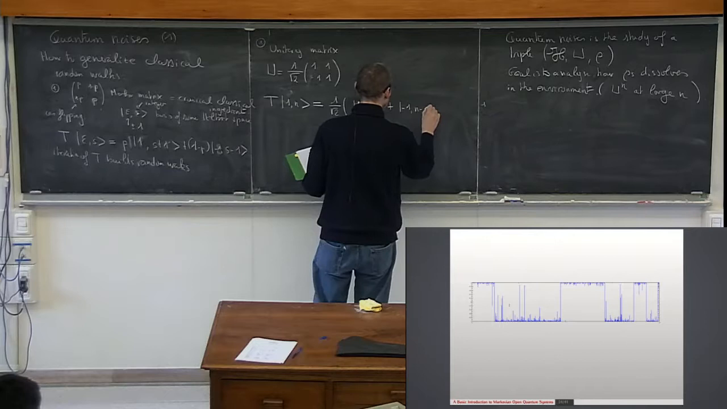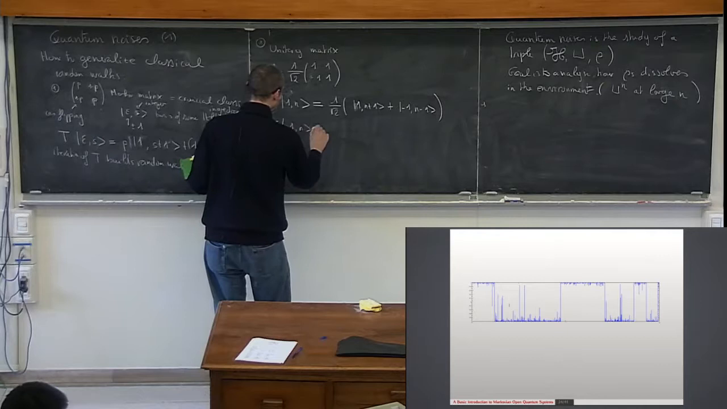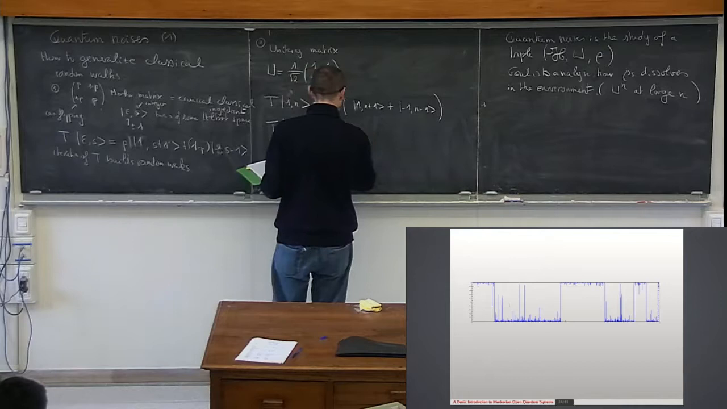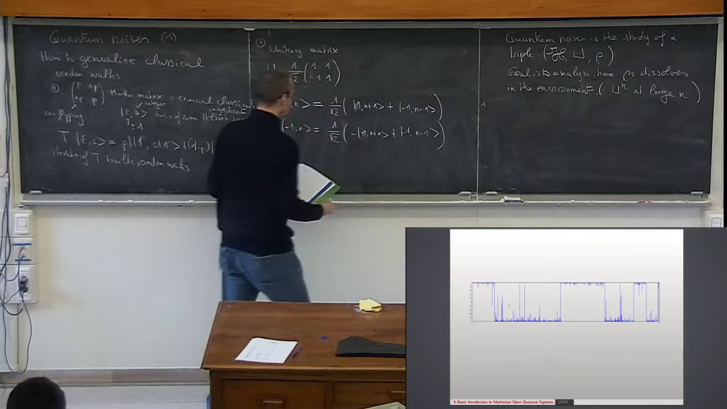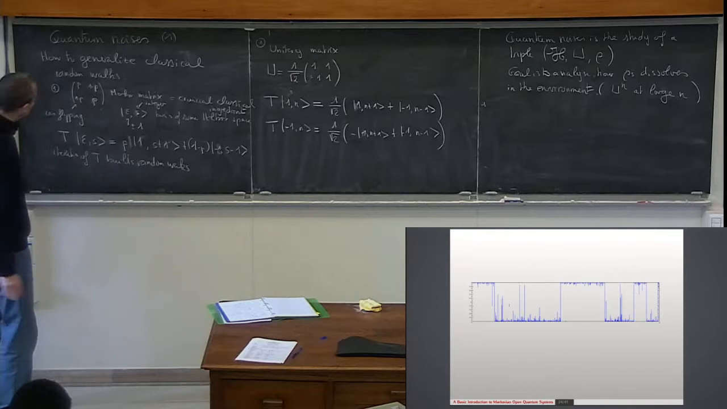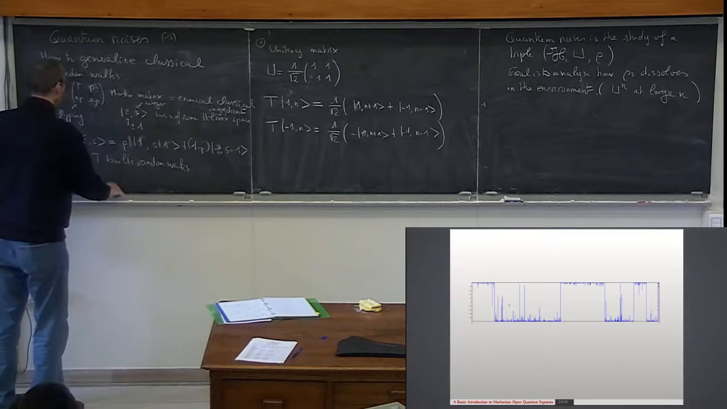And here to get T acting on minus 1 n, I would just have 1 over square root of 2, and it's minus 1 n plus 1 plus minus 1 n minus 1. Okay, so you see I'm just doing the same game as here, and now it may be that I made a mistake and I should have put a p and a 1 minus p here. I'm not sure. I don't have it.